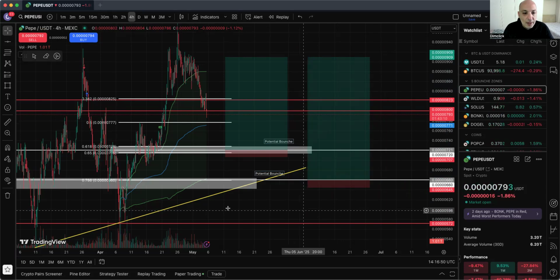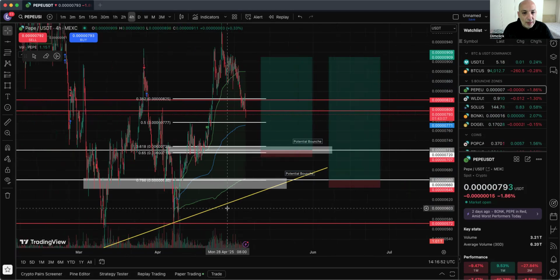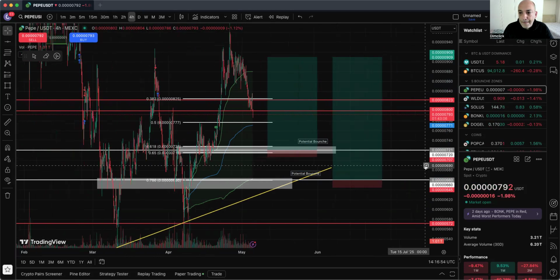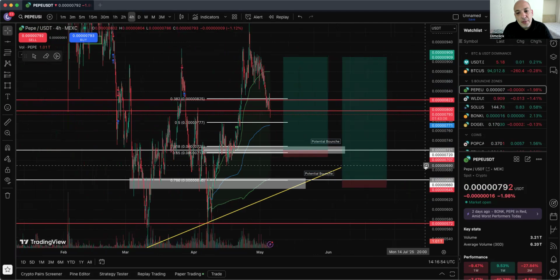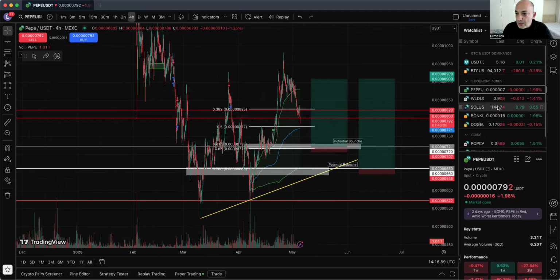So this is the potential trade bounce zones on paper. Next coin I would like to discuss is Solana.